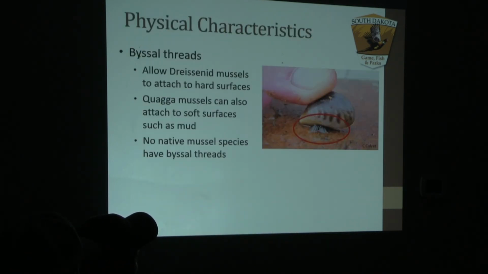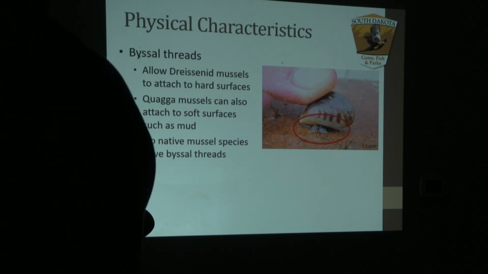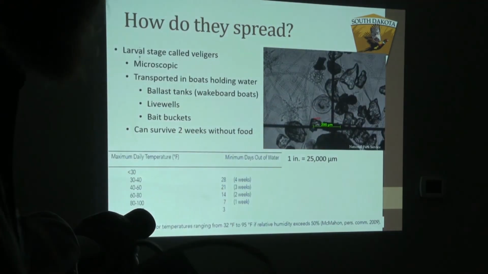So as mentioned before, some of the key characteristics of these species is their byssal threads. Byssal threads allow the Dreissenid mussels to attach to hard surfaces, but quagga mussels are able to attach to soft surfaces such as mud or other plant vegetation. But neither of these are native here, and there's actually no other mussel that has these. So if you're ever in question, if you have one of these, just look for this on the bottom of their shell, and that should be able to tell you whether or not they are invasive or not.